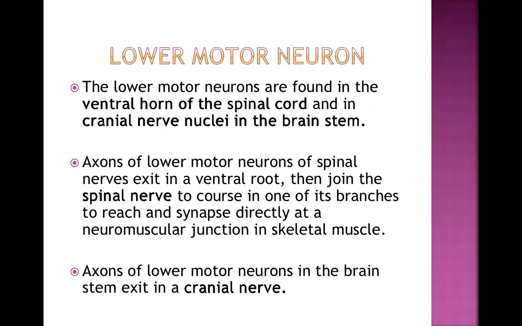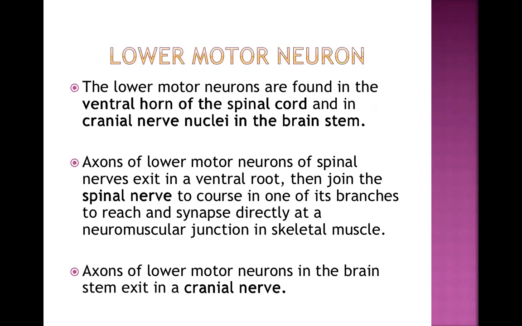Now, once again, a little bit of elaboration. The LMN or lower motor neurons are found in the ventral horn of the spinal cord and in cranial nerve nuclei in the brainstem. So these are two types of lower motor neuron. Let's take one example. Median nerve, radial nerve, ulnar nerve, sciatic nerve, all of these are lower motor neurons. Whereas cranial nerves, take all the names of those cranial nerves like facial nerve, glossopharyngeal nerve, vagus nerve, these are also lower motor neurons.